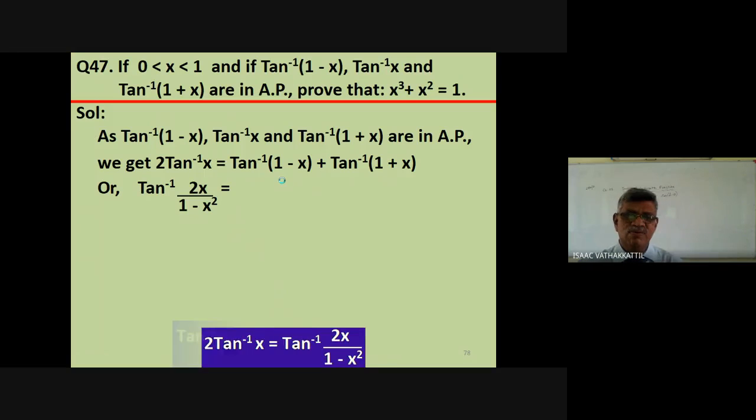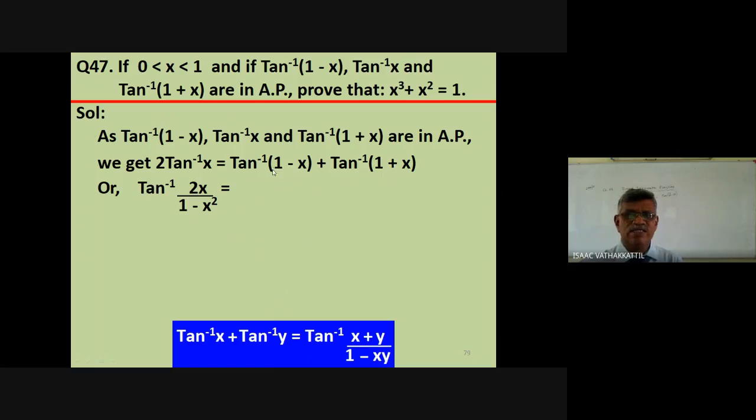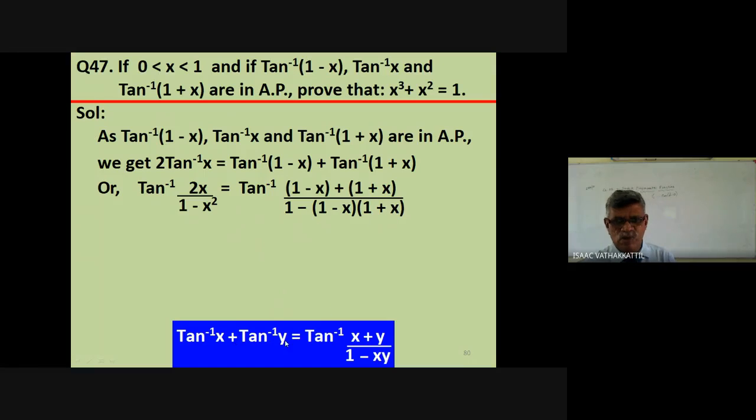Further, what is tan inverse x plus tan inverse y? It is tan inverse of x plus y by 1 minus xy. So this becomes tan inverse of 1 minus x plus 1 plus x upon 1 minus x into 1 plus x. Tan inverse x plus tan inverse y is tan inverse of x plus y by 1 minus xy.